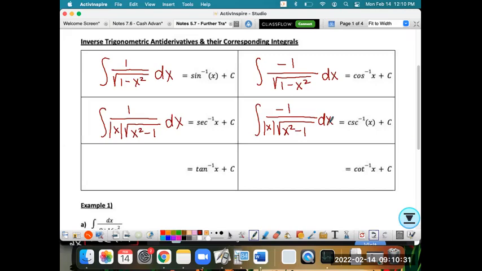And then tangent inverse, no square root in this one. 1 over, and I don't care if you put 1 plus x squared or x squared plus 1. The addition doesn't matter here. Cotangent inverse's derivative is the same except negative.